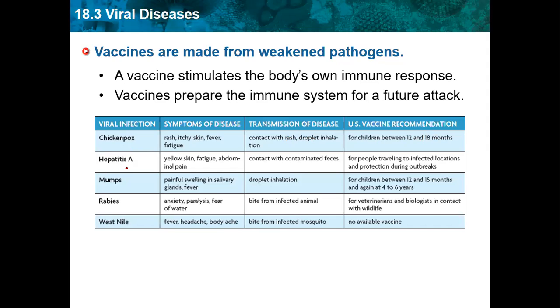Hepatitis A: you're going to have yellow skin, fatigue, abdominal pain. The way to get this is contact with contaminated feces. The vaccine is for people traveling to infected locations and for protection during outbreaks. In the US vaccine recommendation, they're going to give you these vaccines if you travel into places where there is a high spread of hepatitis A.